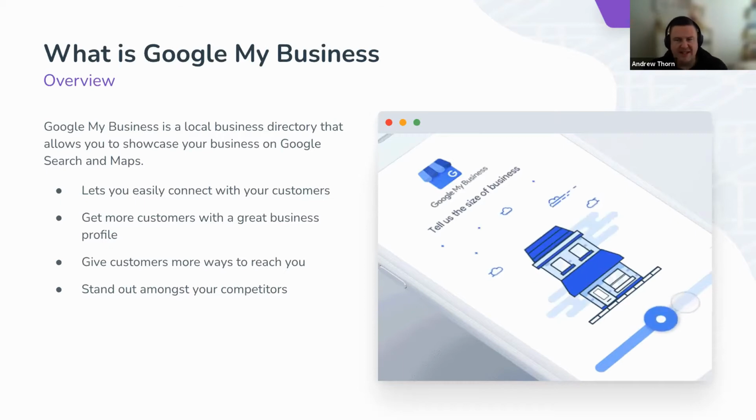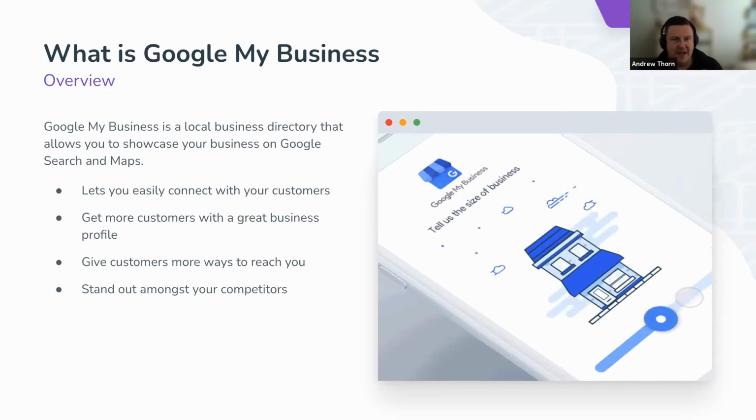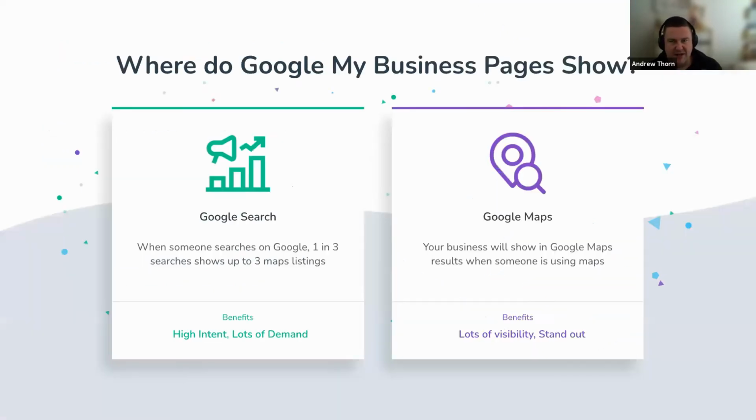You also want to be able to stand out amongst your competitors. If someone types in best accountant near me, best restaurant near me, anything like that, chances are it's going to show a Maps result. So it's a really good way of being able to stand out amongst your competitors.